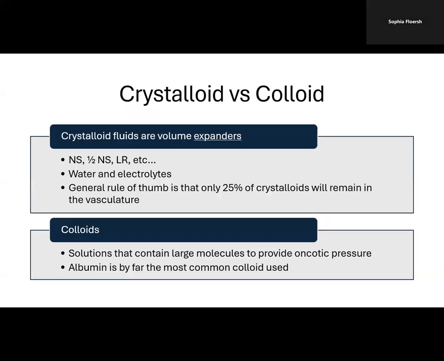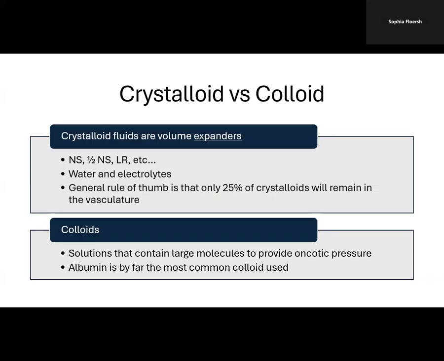Crystalloids and colloids. Crystalloids, best way I can think of to describe it, are volume expanders. These crystalloids just contain electrolytes but lack the large proteins and molecules that are found in colloids. They're basically classified according to their tonicity. So these are things like your normal saline, your 3%, your lactated Ringer's, and so on and so forth. General rule of thumb is that only 25% of crystalloids will remain in the vasculature, so a lot of them end up moving somewhere else.